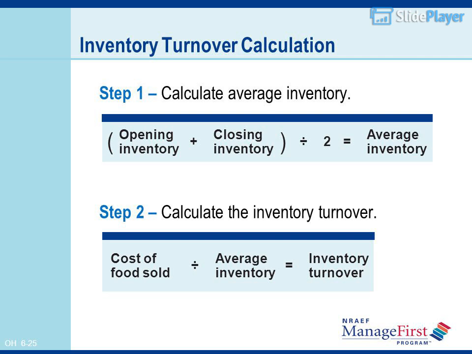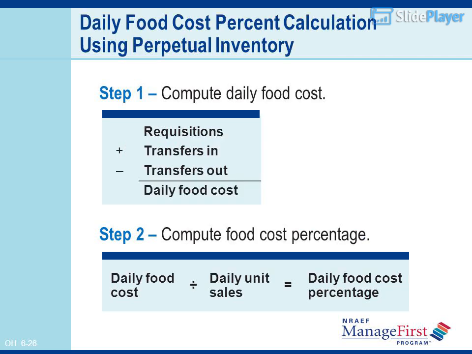Cost of food sold divided by average inventory equals inventory turnover. Daily food cost percent calculation using perpetual inventory.